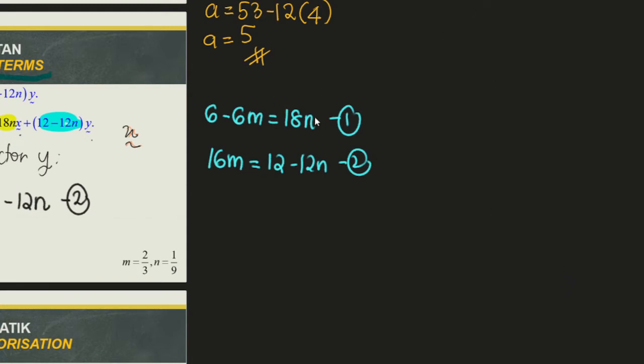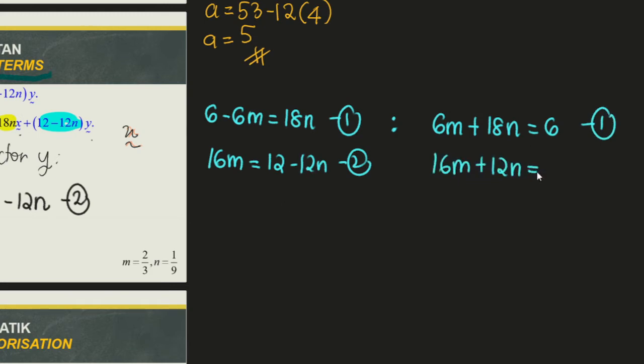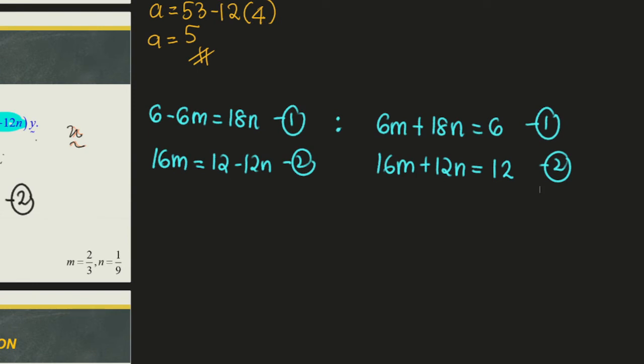So here I'm just going to move everything to the front and make the number go behind. When I rewrite, it's going to be 6M plus 18N equals 6. So this is equation 1. Here is going to be 16M plus 12N equals 12. So you see now my M and N are already on the left, and the numbers are only on the right. Now, what constant shall we eliminate here?